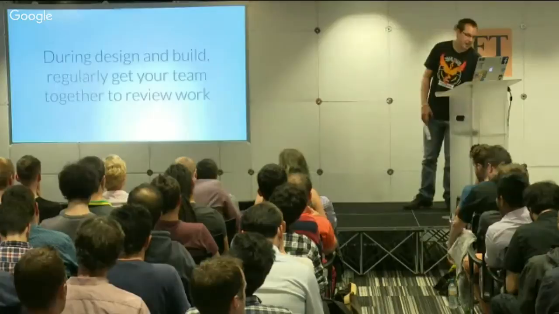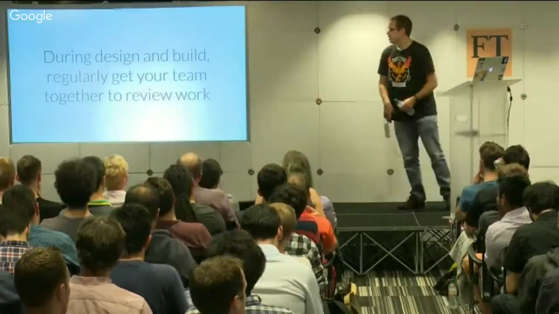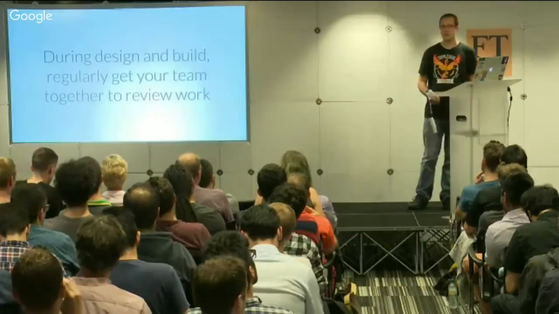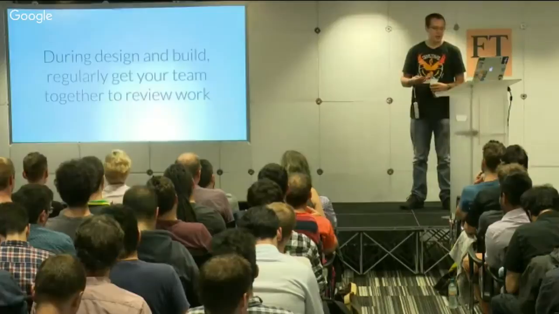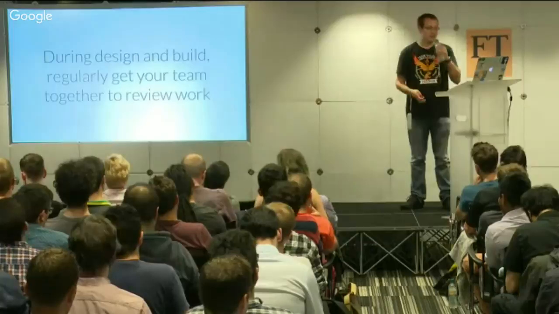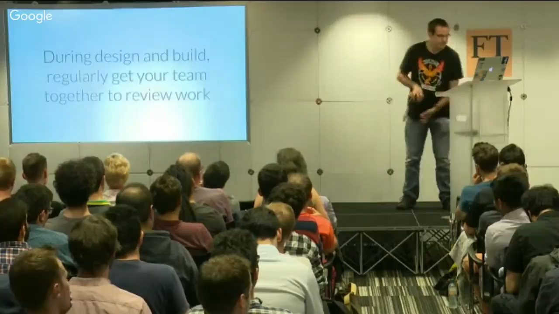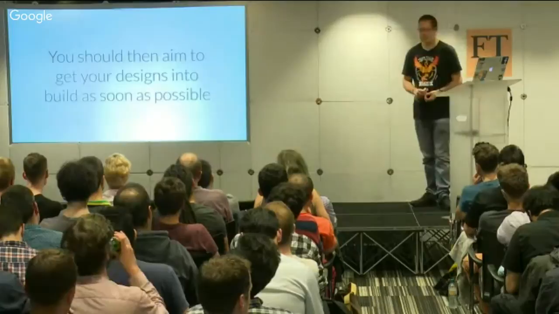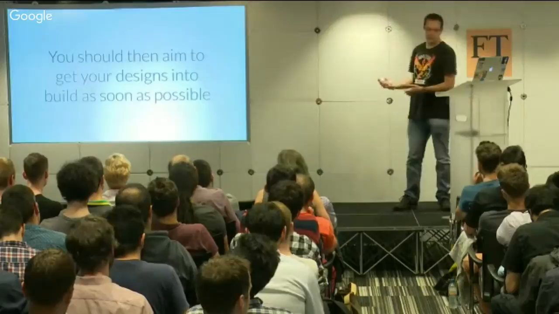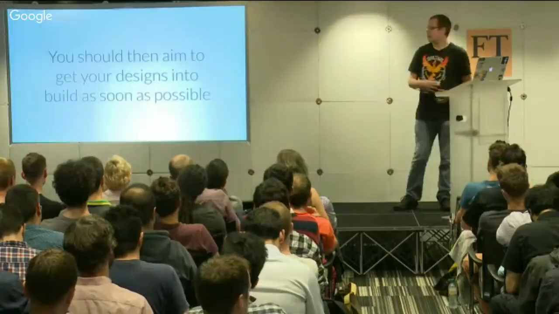Then you've got to the design stage, and during design and build, you should regularly get your team together to review work. I don't know about you guys, but at Beamly we use an agile development methodology, which means we actually talk about our work and review work as part of every sprint. That enables us to have a time we set aside. You should then aim to get your designs into the build as soon as possible. You've got those designs, they're beautiful, but sometimes you might find a problem in the design when it comes to performance that you didn't anticipate. If you get it into build quickly, you can hopefully manage your client's expectations sooner.